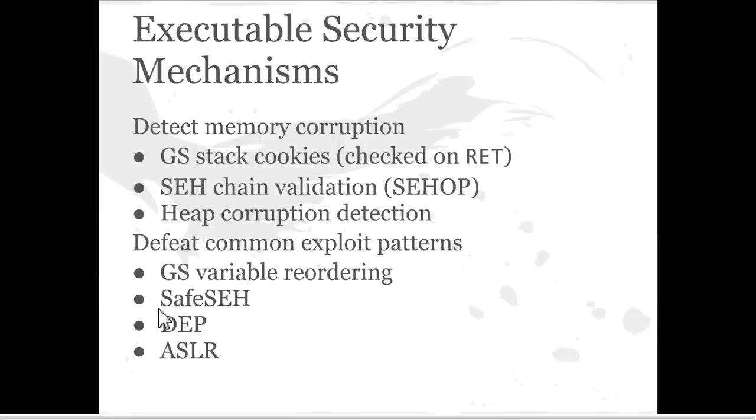There are other things like variable reordering on the stack for arguments, to randomize the way variables are stored on the stack for function calls. That was introduced by compilers to also throw off some attackers. And then basically the assembly would be constructed in such a way that it could handle that particular reordering.